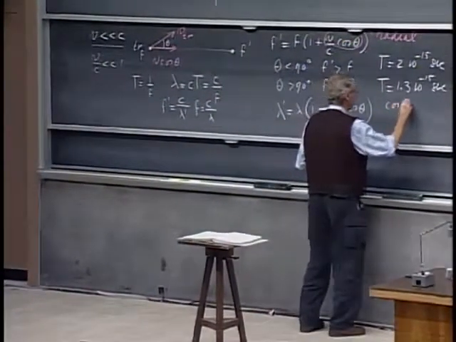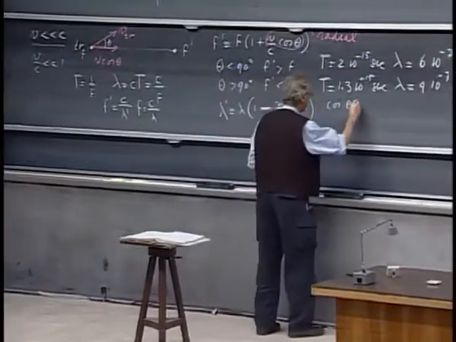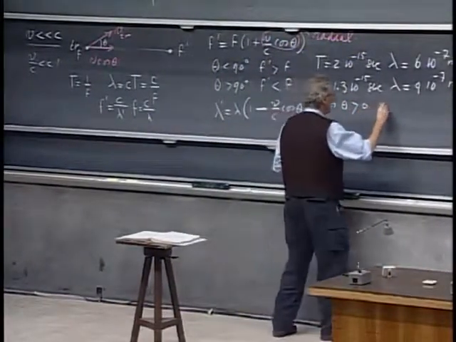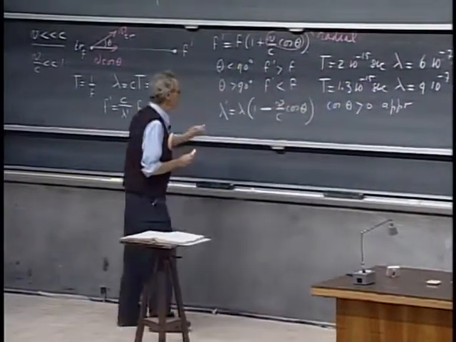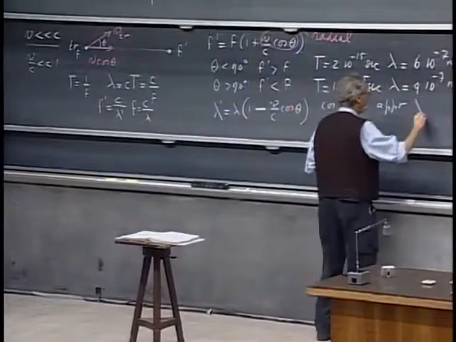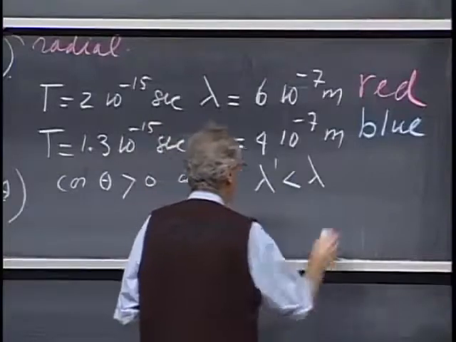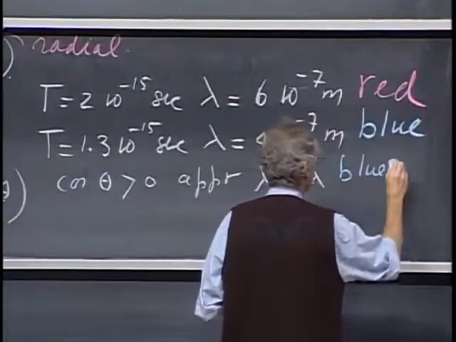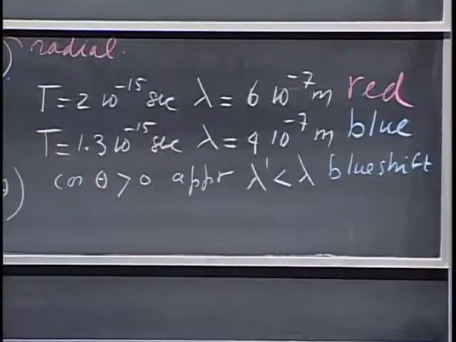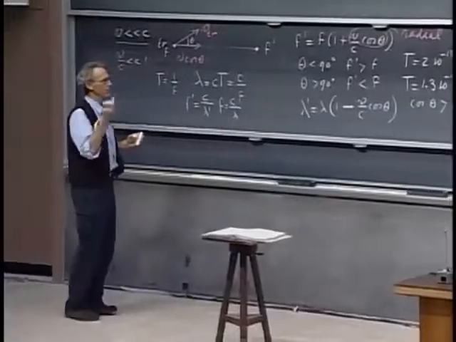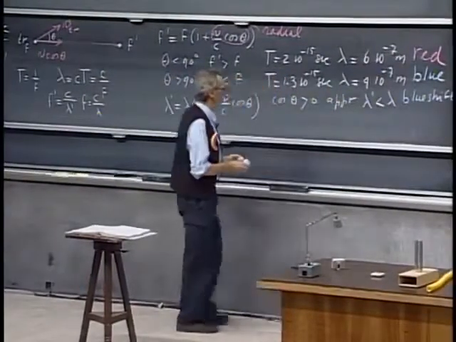When the object is coming to you, the cosine of theta is larger than 0, the object is approaching you, then the wavelength lambda prime will be less than lambda, and that has a name. We call that blue shift. The reason we call it blue shift is that if the wavelengths become shorter, it moves towards the blue end of the spectrum, because blue has a lower wavelength than red.